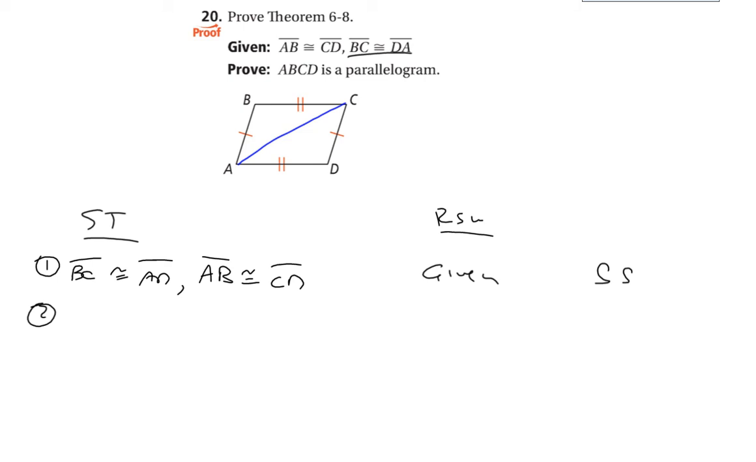Now, second thing I'm going to do is, because there is no diagonal here, I'm going to draw one. Okay, so I am going to draw diagonal AC. Reason for that? Construction. I can draw whatever I want. I can draw a smiley face if it helps me do my proof.